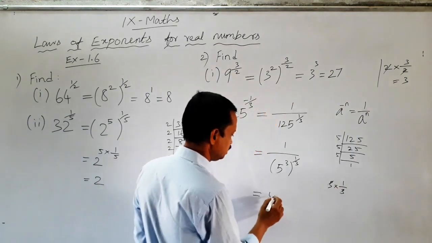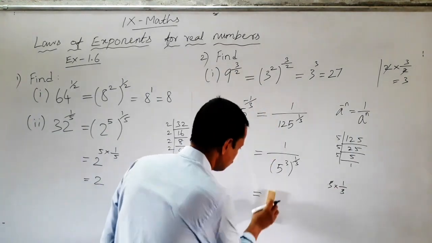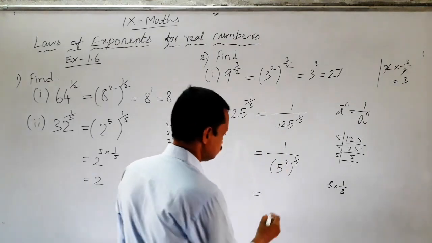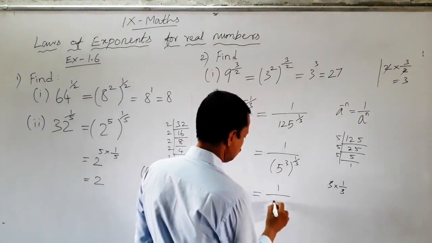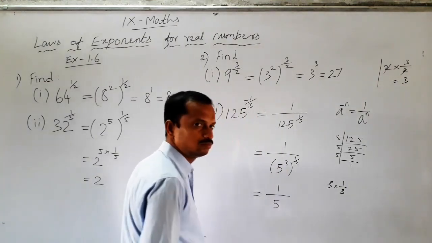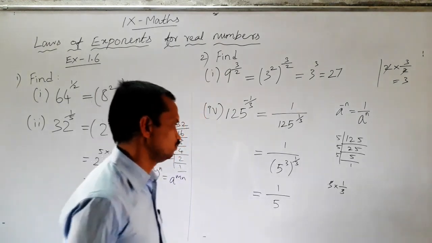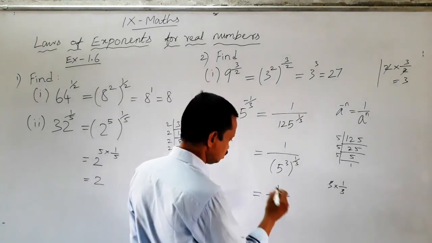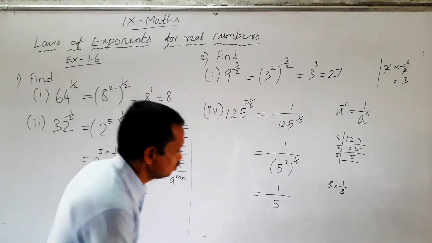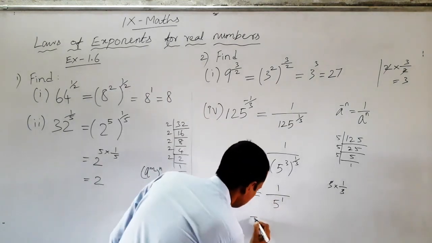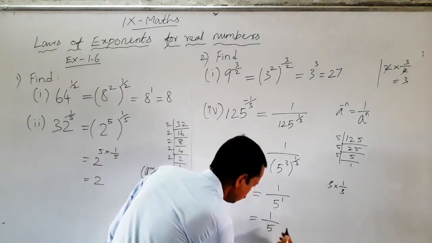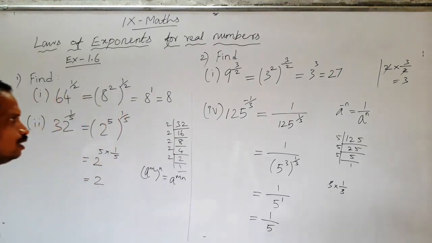So this is nothing but 5 power 1, that is 5. 5 power 1 means 5. So that's the answer. You can write it in one more step using that 1 by 5. So this is the final answer.